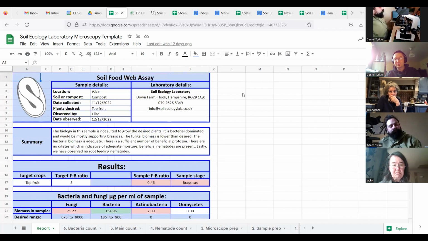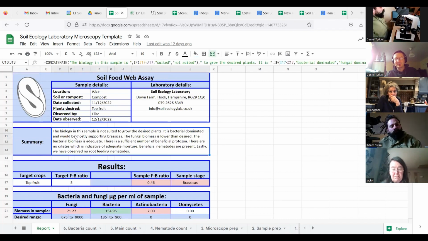This particular tool, the tool that we've designed for our students, also takes those numbers and puts them into words, into English. It's just a formula that takes those numbers and translates them, to help you understand them. So it says that the biology in the sample is not suited to grow the desired plants. It tells you whether it's bacterial dominated or not, whether there are sufficient numbers to grow the plants, and whether you do or don't see any non-beneficial organisms.